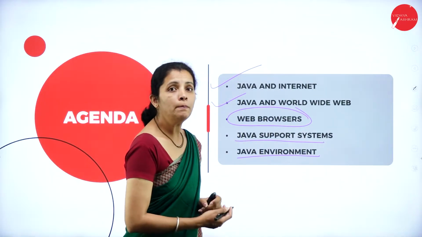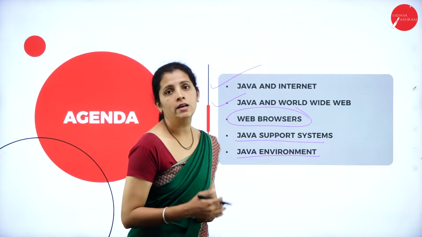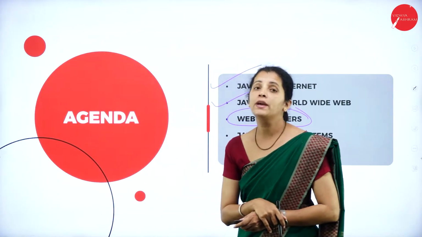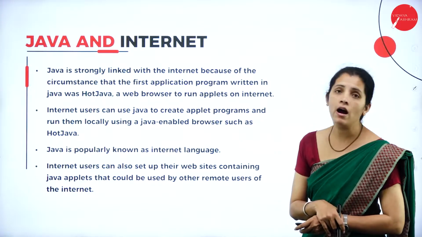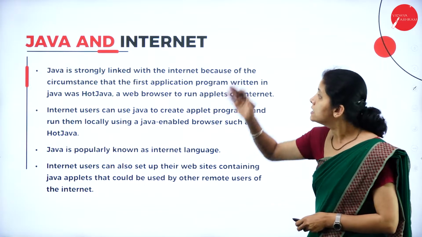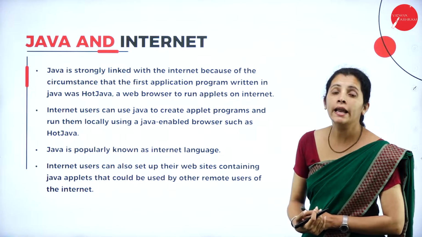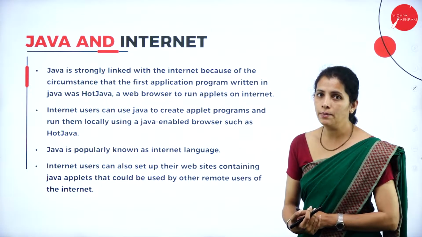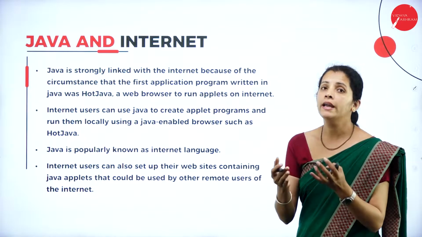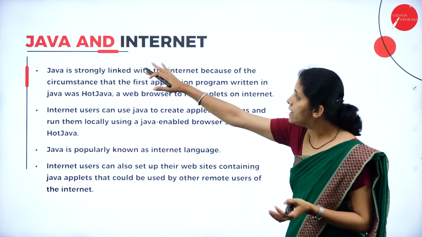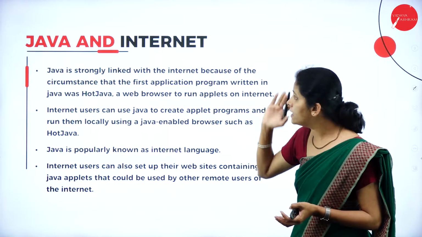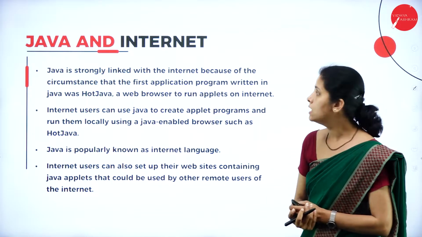So dear student, please take your notes and pen to make a point. Now, the first topic of the day here is Java and internet. So dear student, as I discussed, Java is known as internet language. That means to run some applications, I require internet. And Java is especially designed for internet. For that reason, it is called internet language.